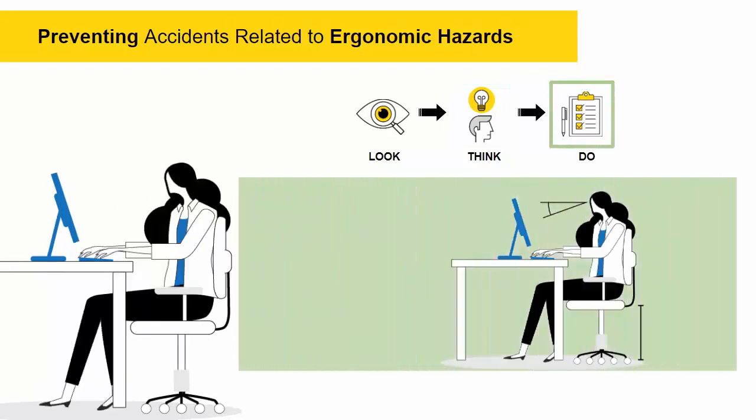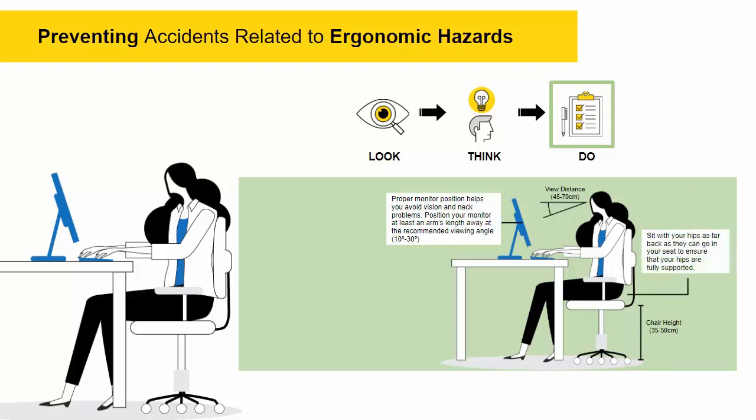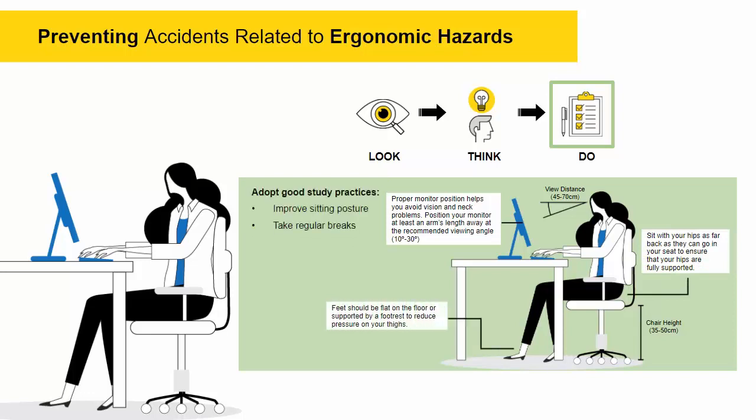Finally, Diana should prevent injury or reduce the risk of developing musculoskeletal disorders by adopting some good study practices. Firstly, she should improve her sitting posture, taking into consideration the proper position of the computer screen, the correct position and height of her chair, and the correct placement of her feet on the ground. She should also take regular study breaks.